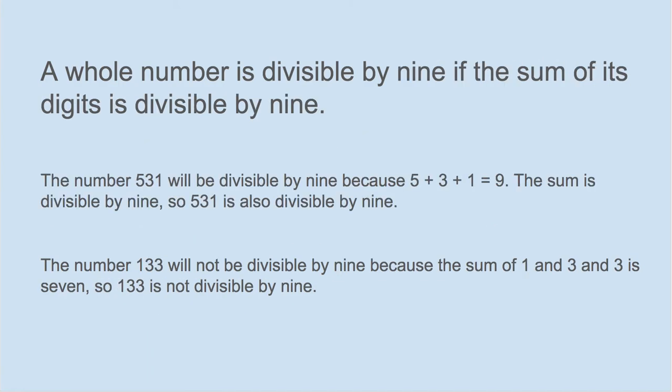A whole number is divisible by 9 if the sum of its digits is divisible by 9. The number 531 will be divisible by 9 because 5 plus 3 plus 1 equals 9. That sum is divisible by 9, so 531 is also divisible by 9. The number 133 will not be divisible by 9 because the sum of 1, 3, and 3 is 7. So 133 is not divisible by 9.